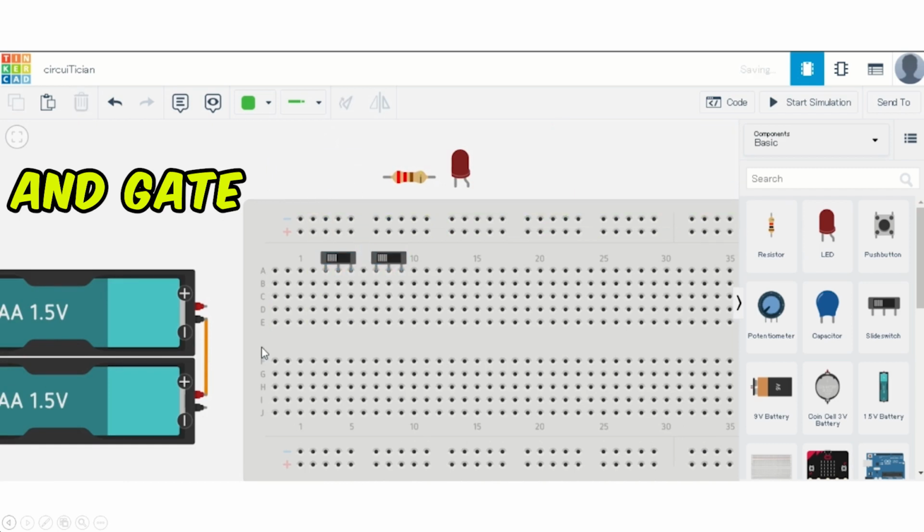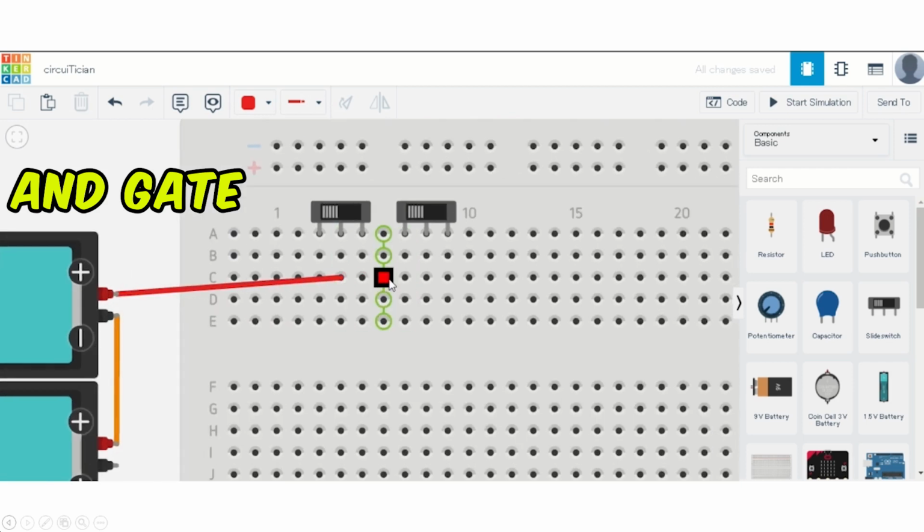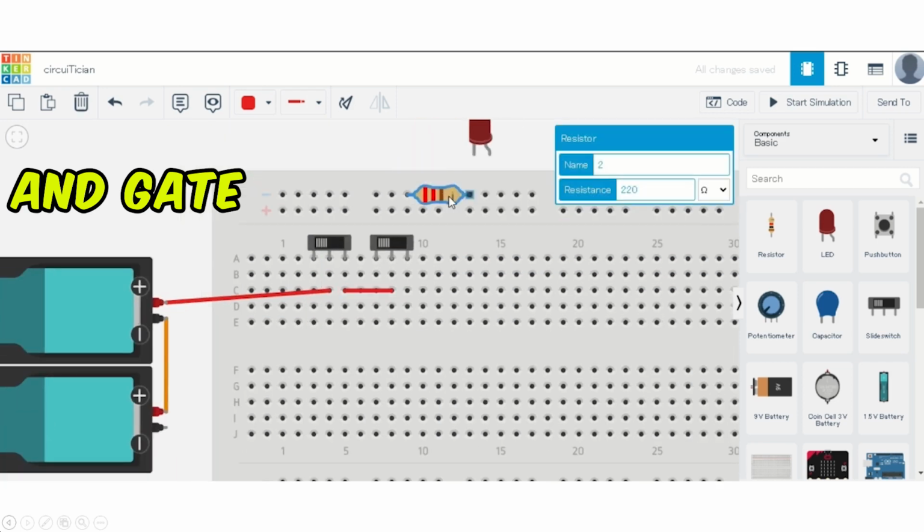Now we will connect the positive of the battery to the center point of the first switch. And I am making the color of the wire red. Then the second point of switch 1 will connect to the center point of switch 2. So both the switches are in series connection. After that, we will connect the 220 ohm resistor's one end to the second point of the second switch directly in the breadboard.